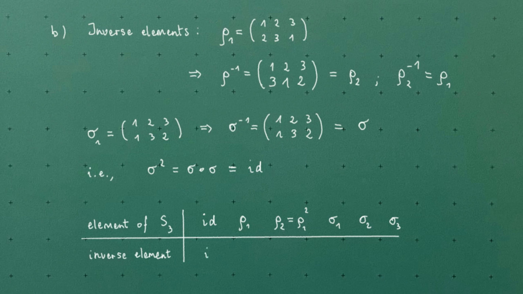So, the inverse element of the identity is, of course, the identity. And then the inverse of the rotation by 120 degrees is the rotation by 240 degrees, and in the permutation representation, this is this permutation here. Then, as explained before, the inverse of rho 2 is rho 1, and then all the reflections are so-called self-inverse elements, because they are their own inverse. This is this relation here.